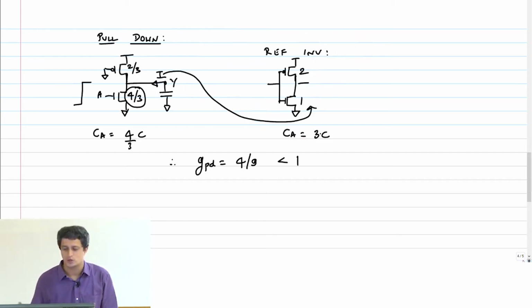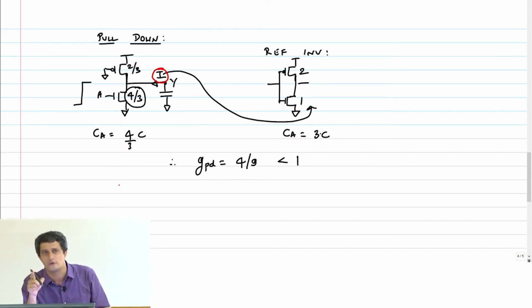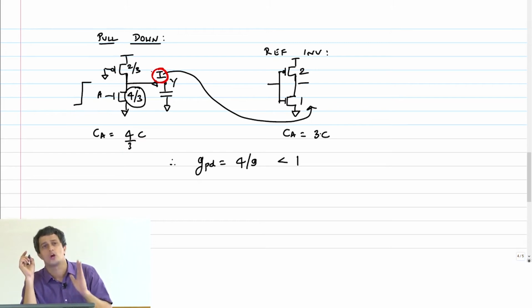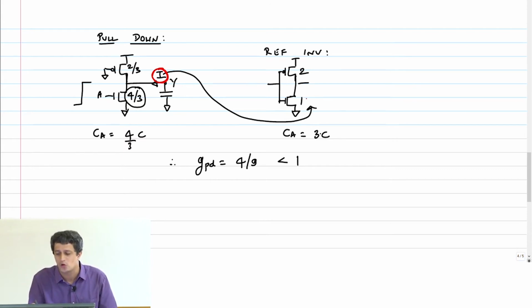So in the pseudo NMOS case, you only have to make sure that this current is what I have to find. I have to construct my static CMOS reference inverter to have the same drive current I as the pseudo NMOS inverter here. And therefore the reference inverter size is going to be 1 and 2. Clear?